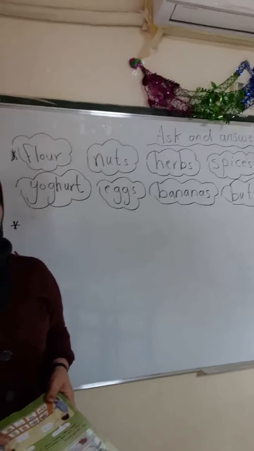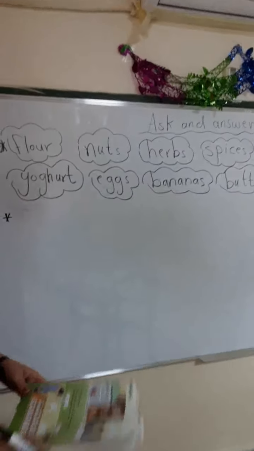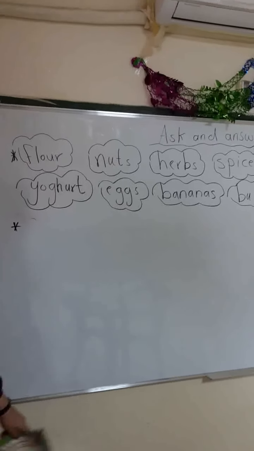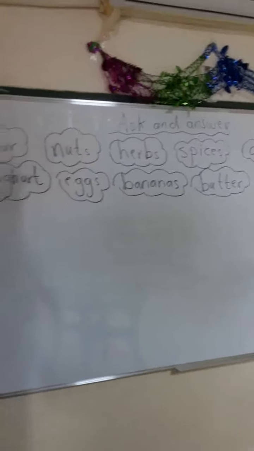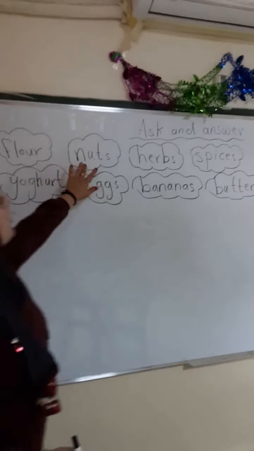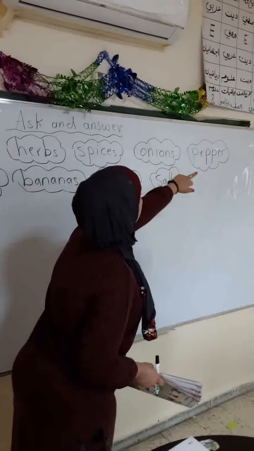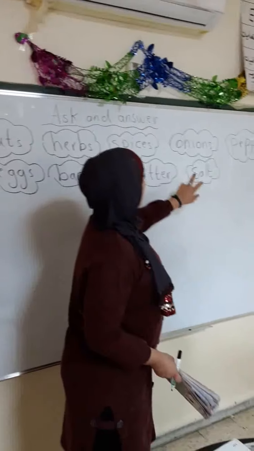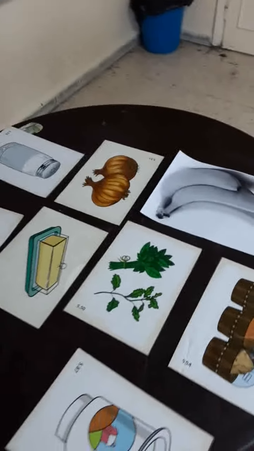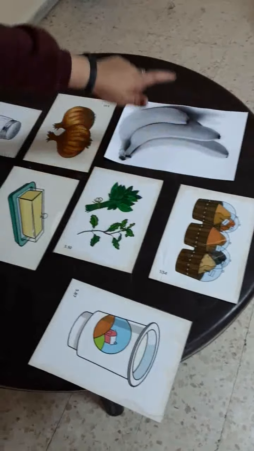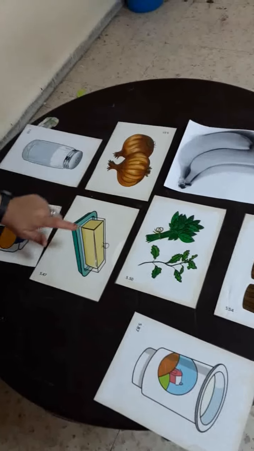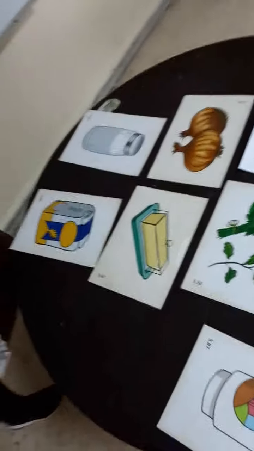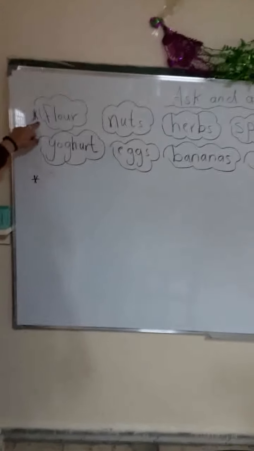Peace be upon you, the 5th grade students. We will continue with exercise 3, ask and answer, page 41. Now look at the board. Look at these words: flour, nuts, herbs, spices, onions, pepper, yogurt, eggs, bananas, butter, and salt. Look at the table here. Yogurt, spices, bananas, herbs, butter, onions, salt, and flour.